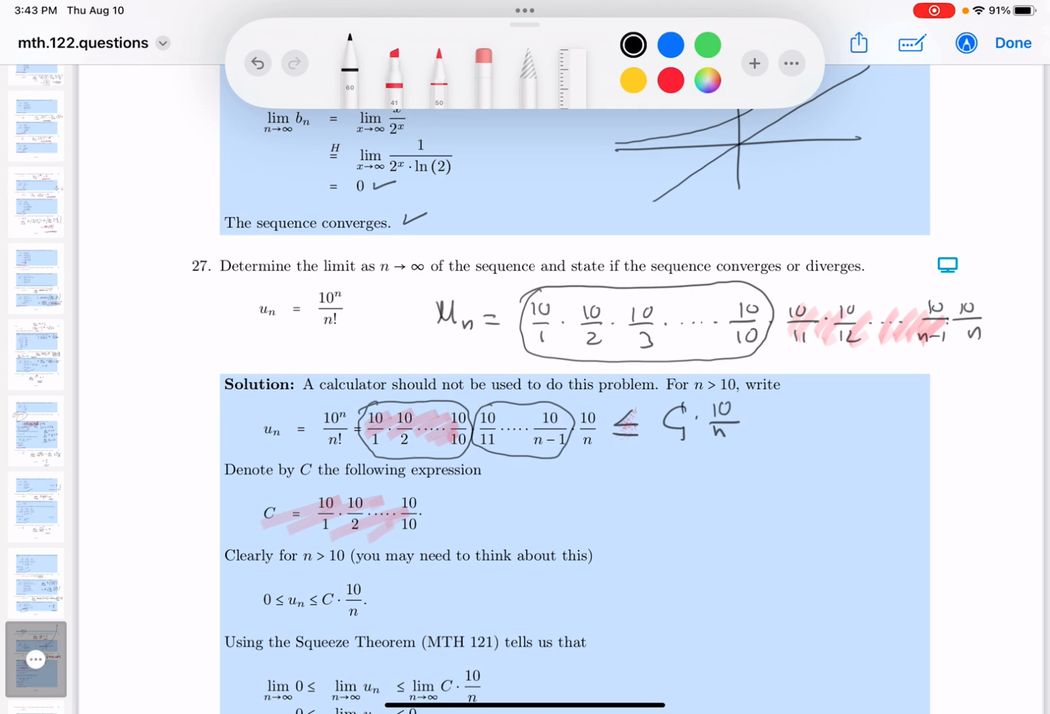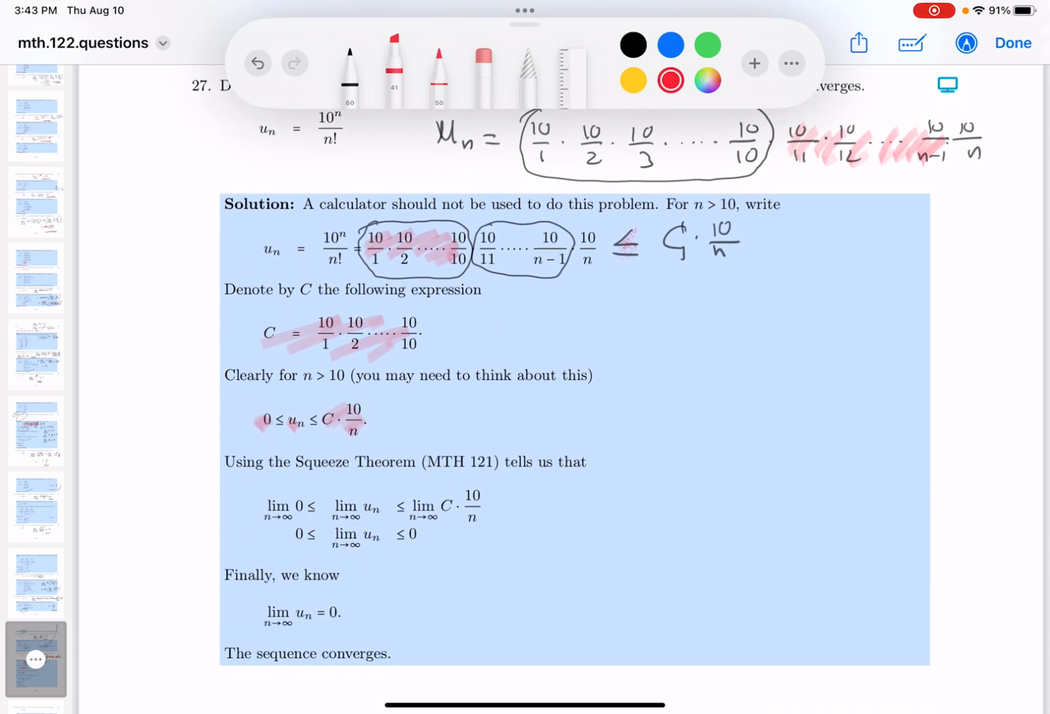Okay. What do you do now? Squeeze theorem. And I look at the limit. Limit of what? Well, I know that Un is greater than or equal to 0, and it's less than or equal to this over here. Squeeze theorem: limit of the top one, fairly simple, it's 0. Limit of the bottom one, that's a constant times something going to 0, so that's also 0. What do I know? The limit of Un is 0. Sequence converges. Thank you.